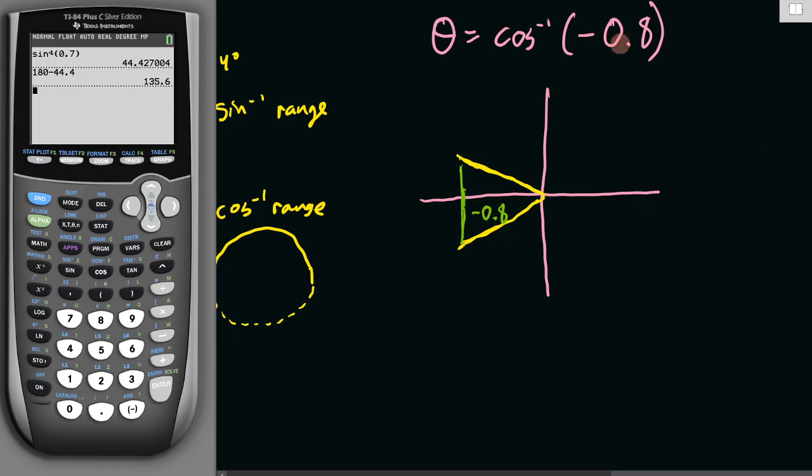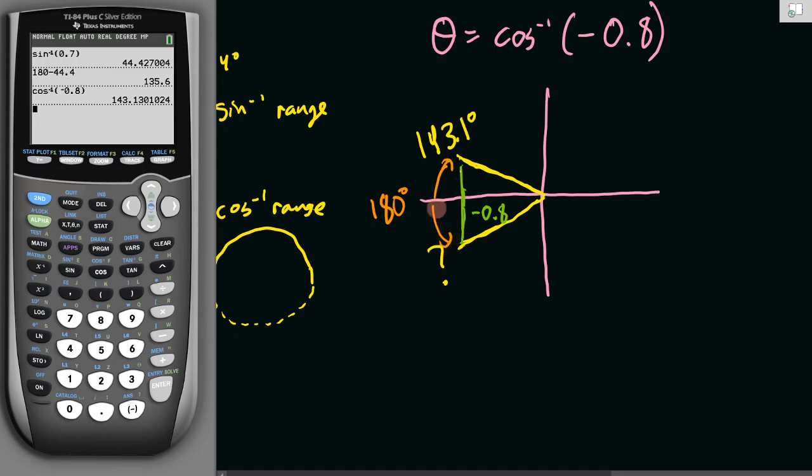So if I cos inverse negative 0.8, second cos negative 0.8, then my calculator tells me 143.1 degrees, which is fantastic. It lets me do this second quadrant angle really easily. But that actually makes this angle much harder to figure out. Because now I need to figure out how much I went back from 180 degrees to get 143.1 degrees, because then I'm going to need to figure out how far forward I get.